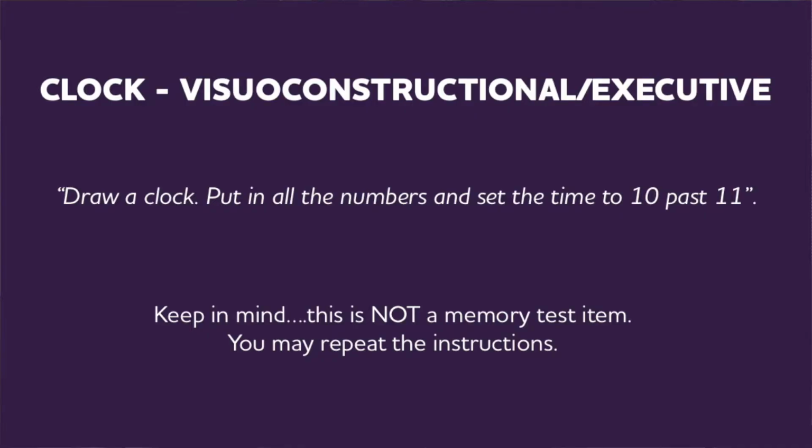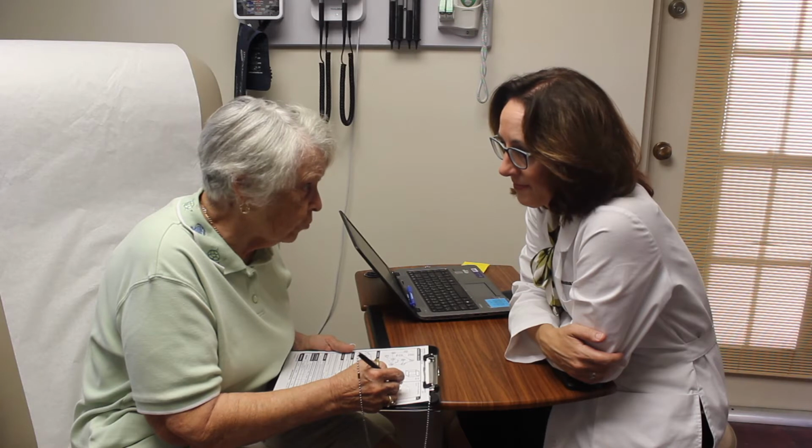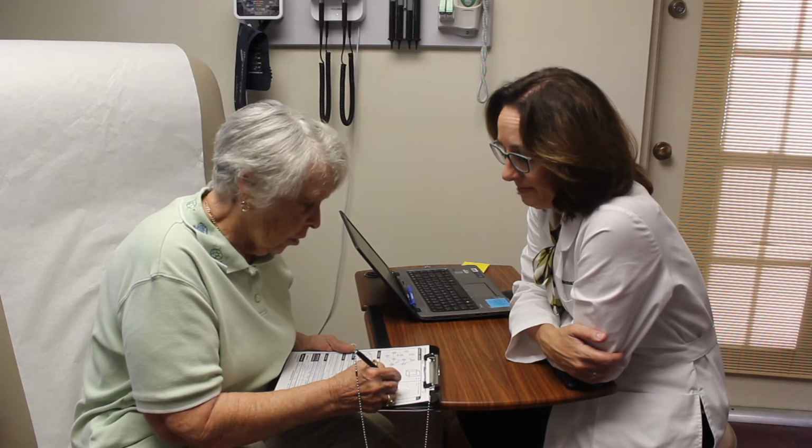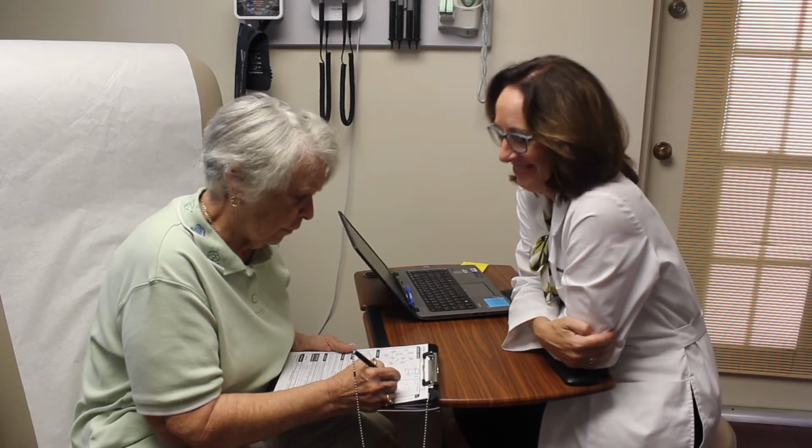The clock is also a test of both visual spatial, visual constructional, and executive function. The instructions need to be very clear. Draw a clock, put all the numbers on the clock, and set the time to 10 minutes past 11. Keep in mind that this is not a memory test per se, so you may repeat the instructions if the patient asks. 10 minutes past 11. Oh, where did I get 5?